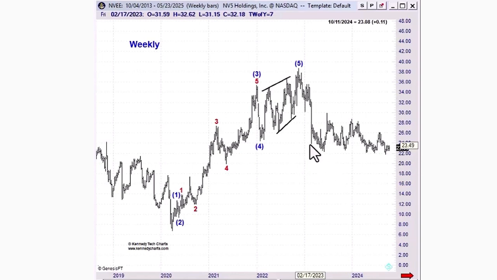So here's how I would work the substructure. 1, 2, 1, running flat 2, wave 3 of 3, pull back in 4, 5 of 3, pull back in 4, and then 1, 2, 3, 4, 5. Again, you see that pattern, you see that rising wedge shape.